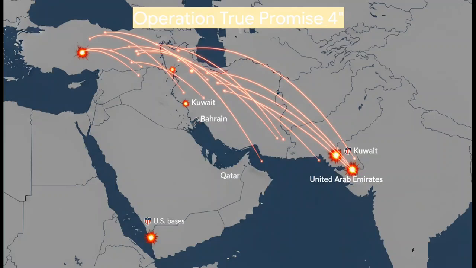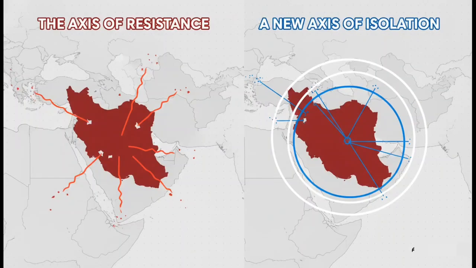But here's the critical part. They didn't just aim at Israel or U.S. forces. They fired on targets all across the Persian Gulf, striking Bahrain, Kuwait, Qatar, and the UAE. And right there, that's where everything flipped.